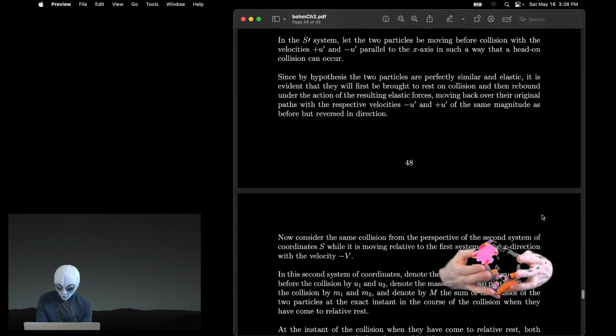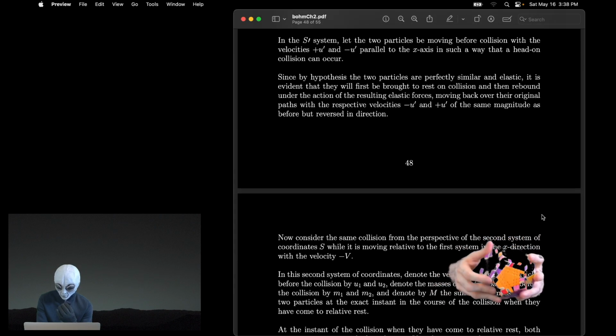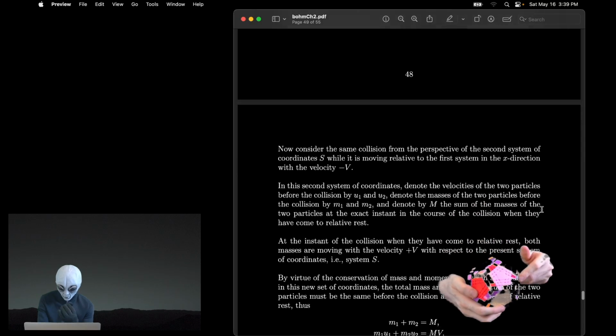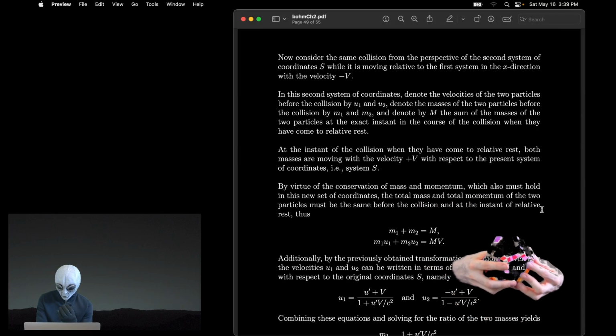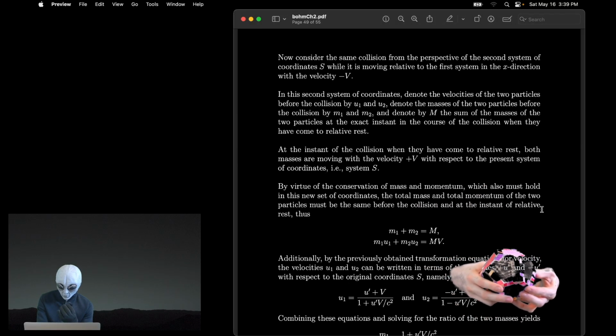Since by hypothesis the two particles are perfectly similar and elastic, it is evident that they will first be brought to rest on collision and then rebound under the action of the resulting elastic forces, moving back over their original paths with their respective velocities -u' and +u' of the same magnitude as before but reversed in direction.